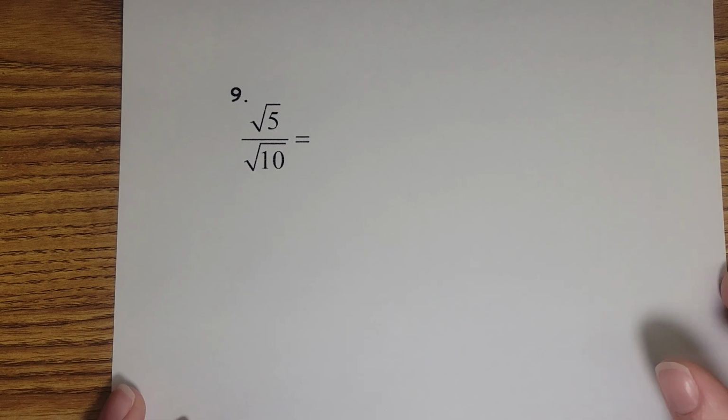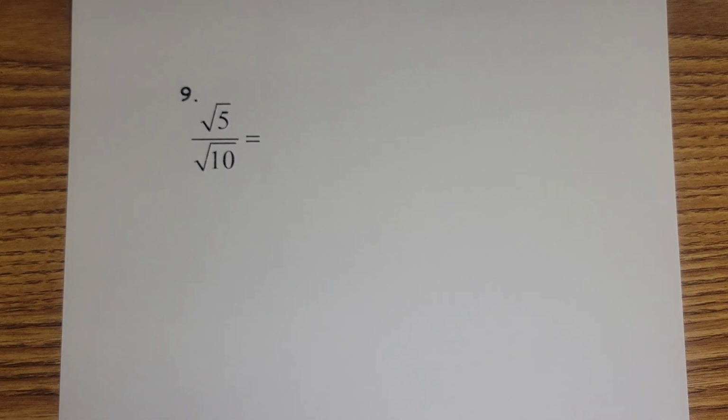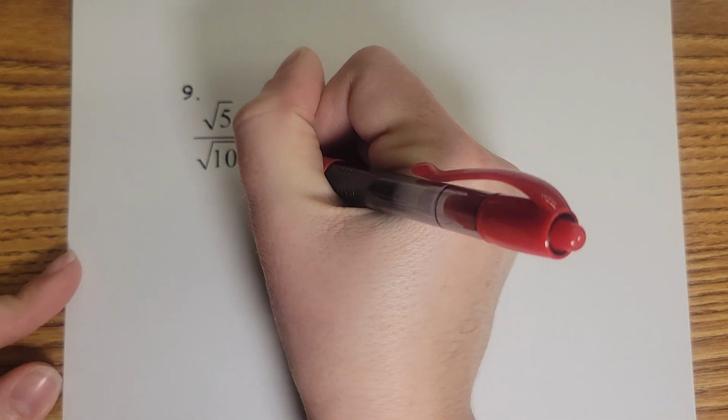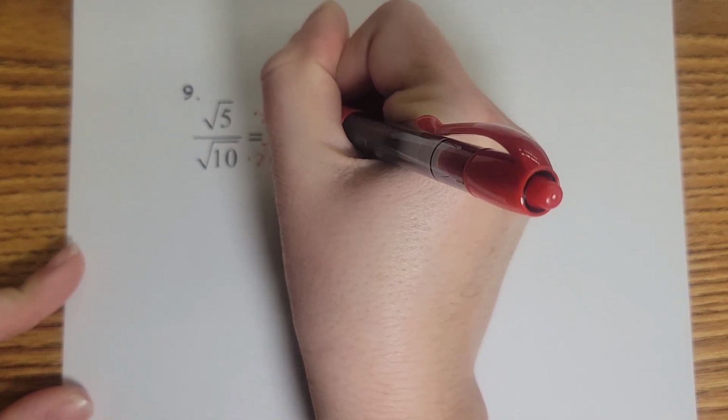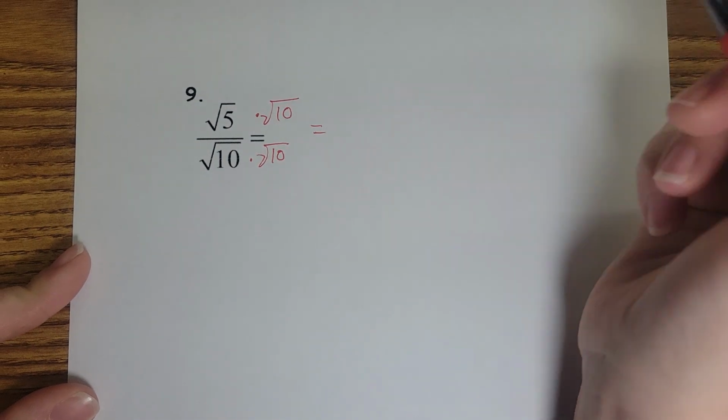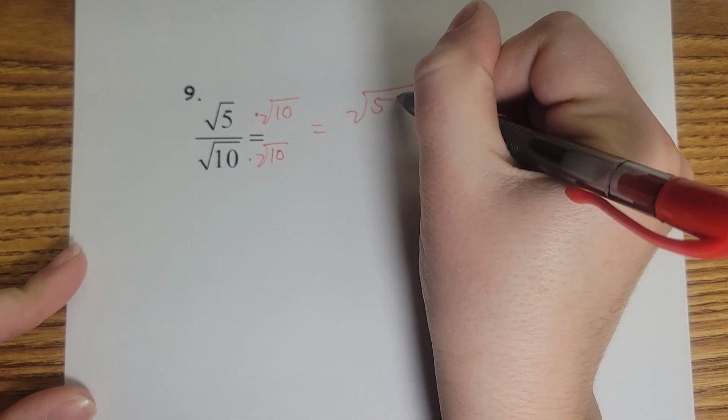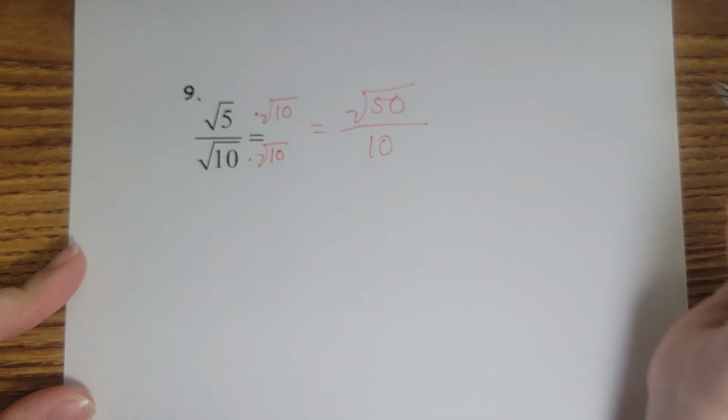Okay, I've got options here. I'll maybe do this one a couple different ways. This is our last problem for this video. So I have options. I cannot simplify the radical 10. I cannot simplify the radical 5. I could always rationalize the denominator. So that would give me radical 50 over 10.